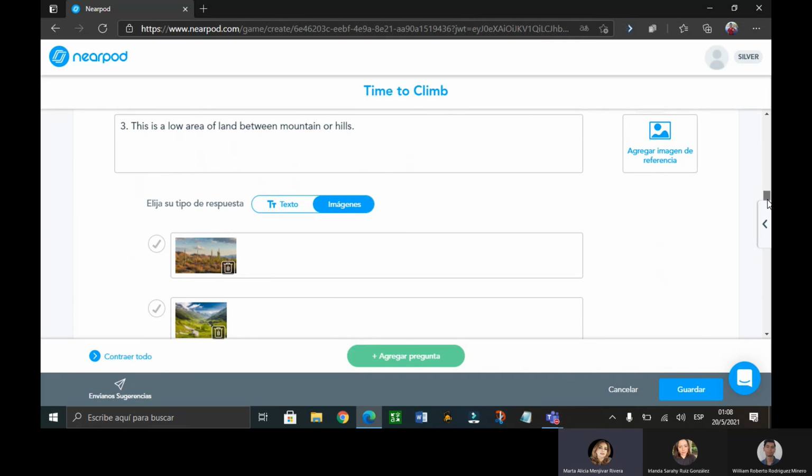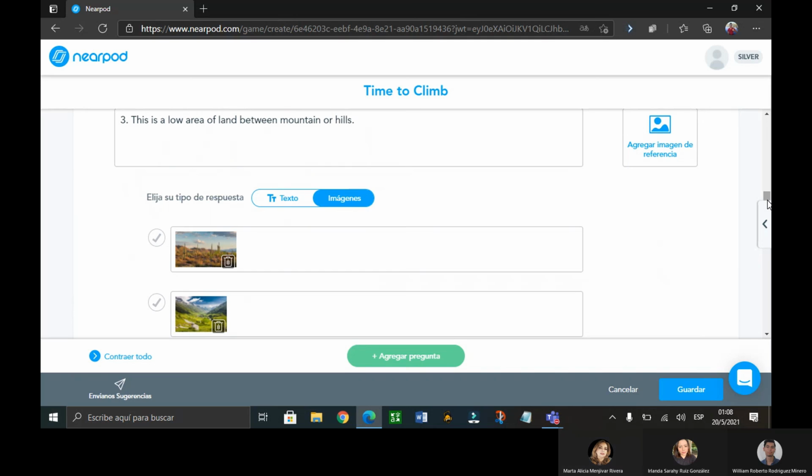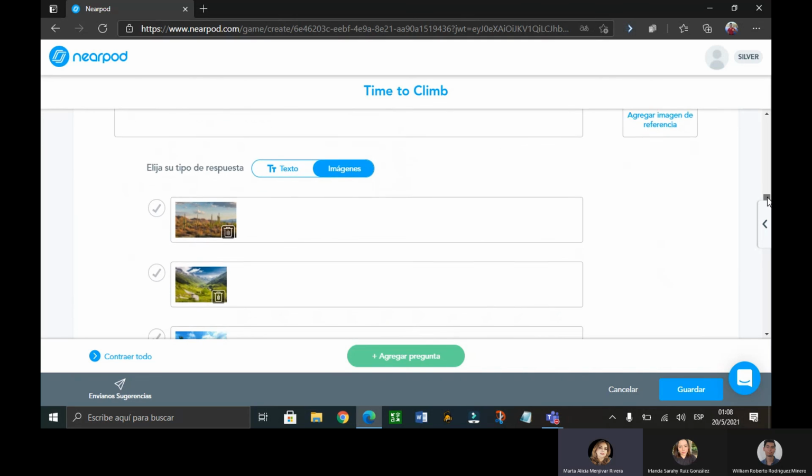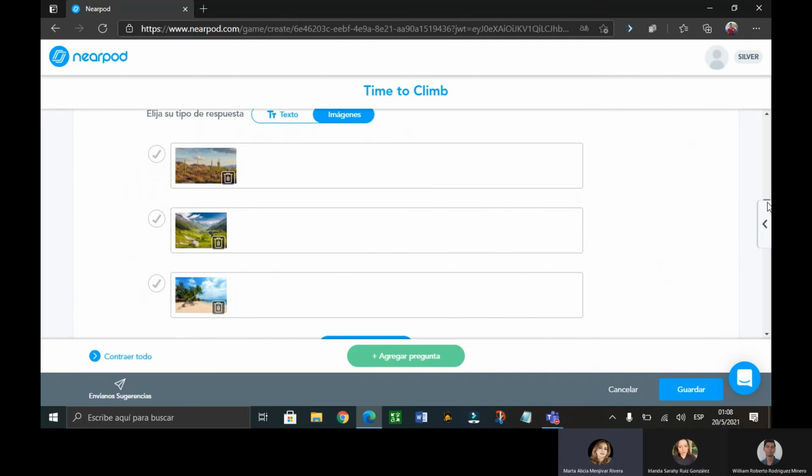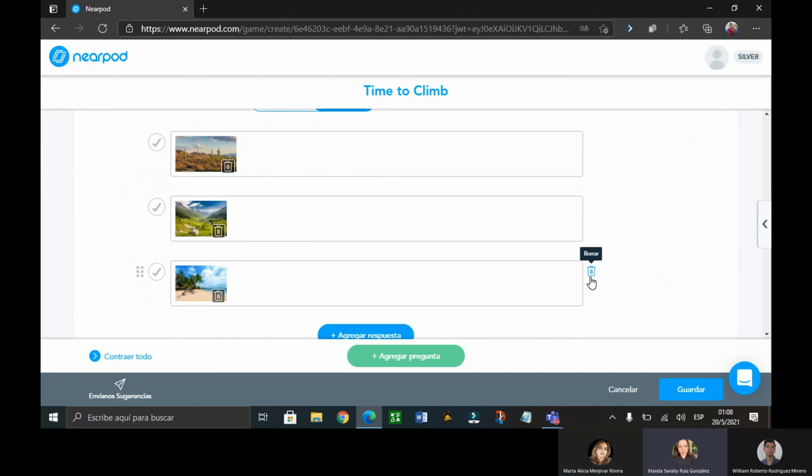Question number 3. This is a low area of land between mountains or hills. The second one. Yes. Excellent. This is a valley. The first is a desert, and the third one is a beach. Okay.